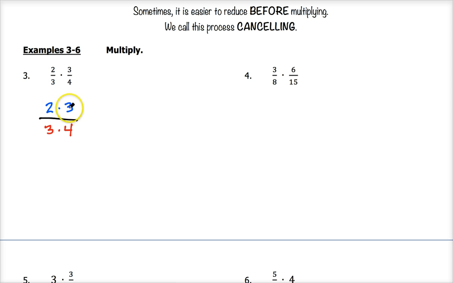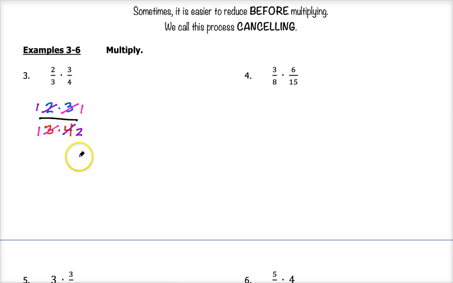So we see we have a 3 on top, and we also have a 3 on the bottom. We know that 3 and 3 are both divisible by 3. So if I divide this 3 on top and this 3 on the bottom both by 3, I'm going to get a 1 in their place. So I can cancel out each of these 3's by dividing them by 3 and make them 1's instead. I can do the same thing with my 2 and my 4. A 2 on the top and the 4 on the bottom. Because 2 and 4 are both divisible by 2, I can divide this 2 by 2 to get 1, and this 4 by 2 to get 2, and this cancels out my 2 and 4.